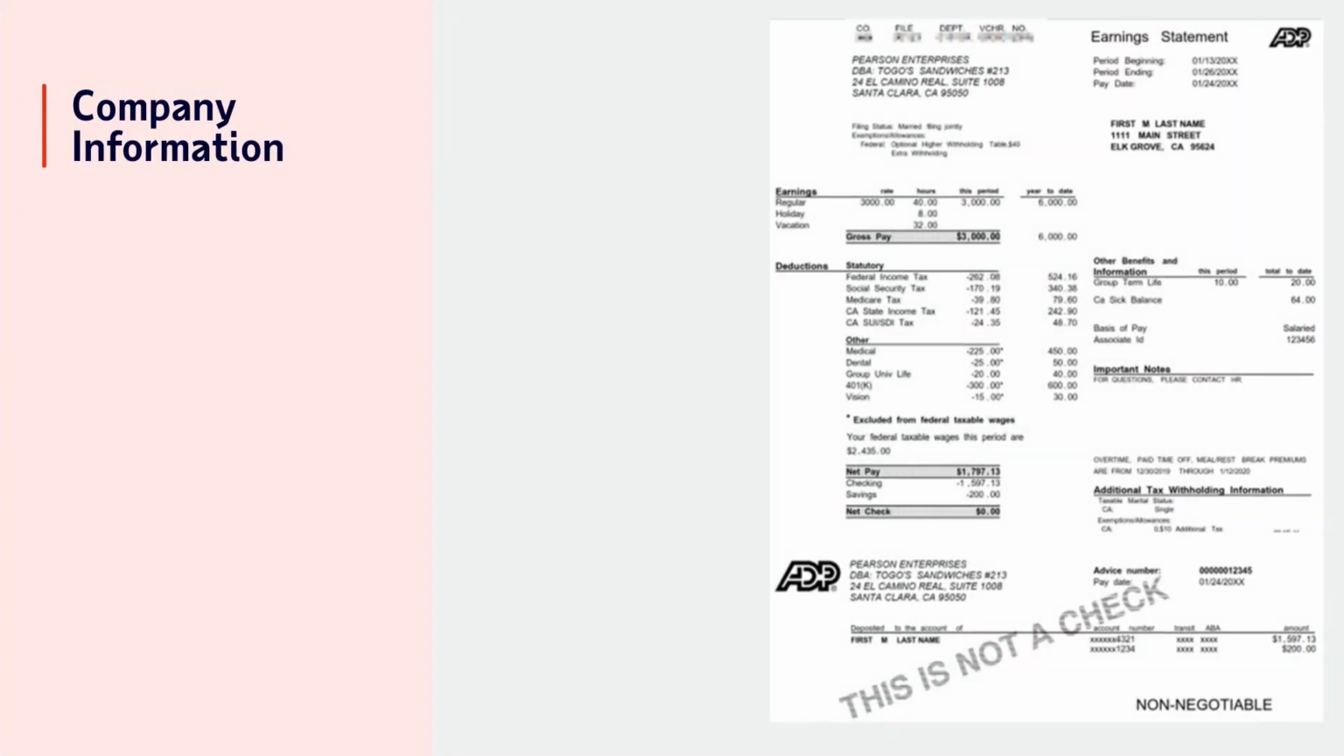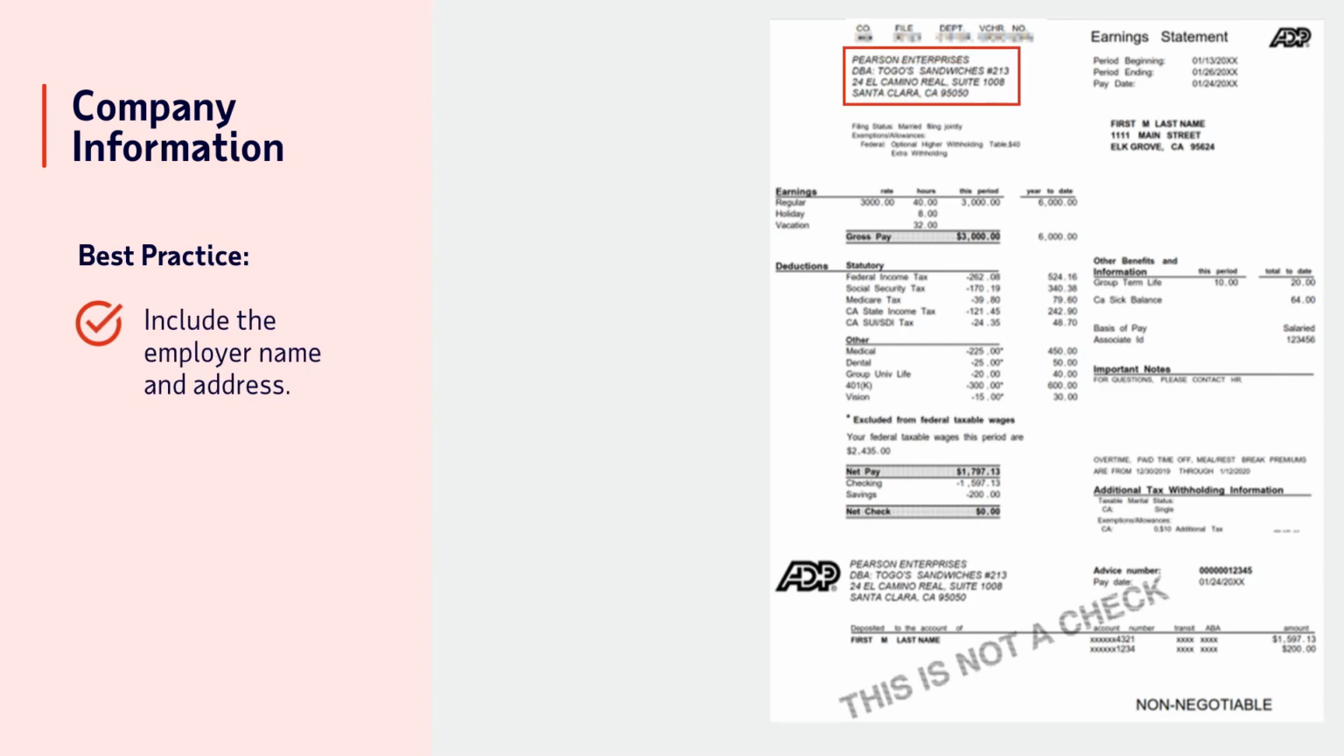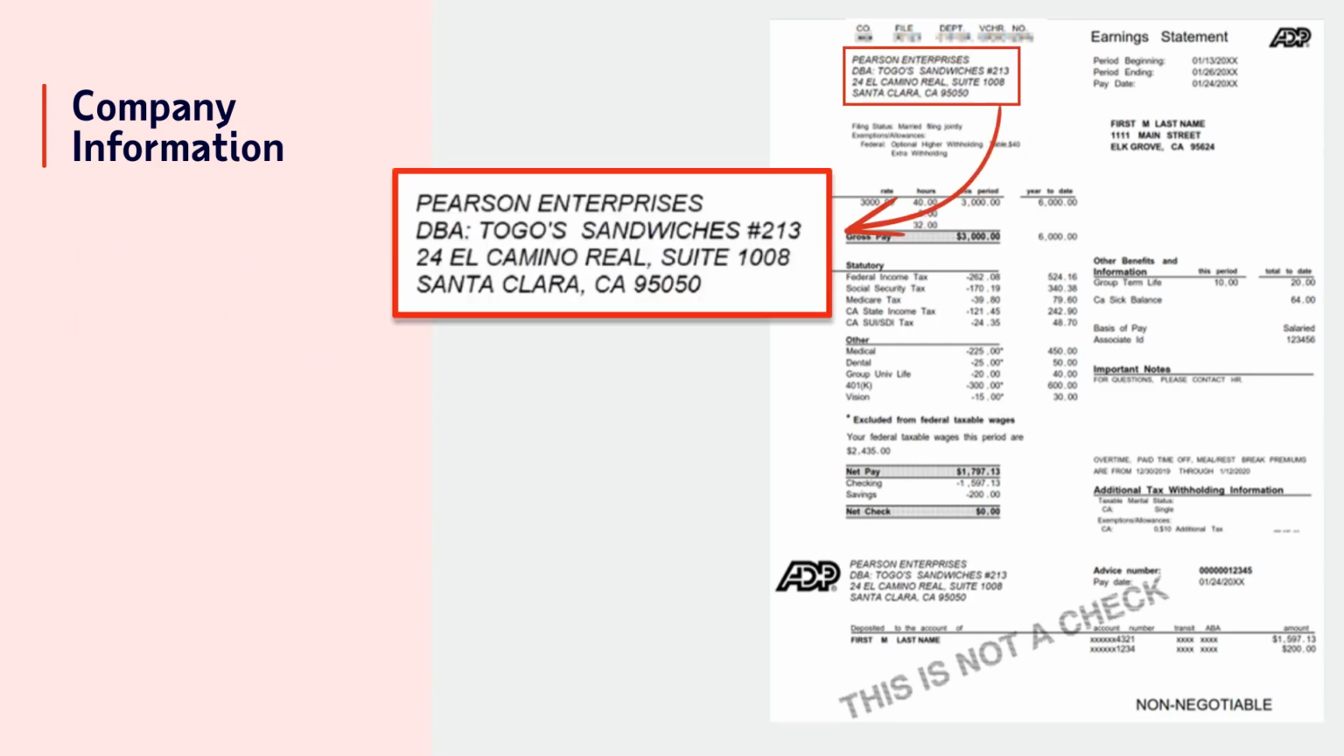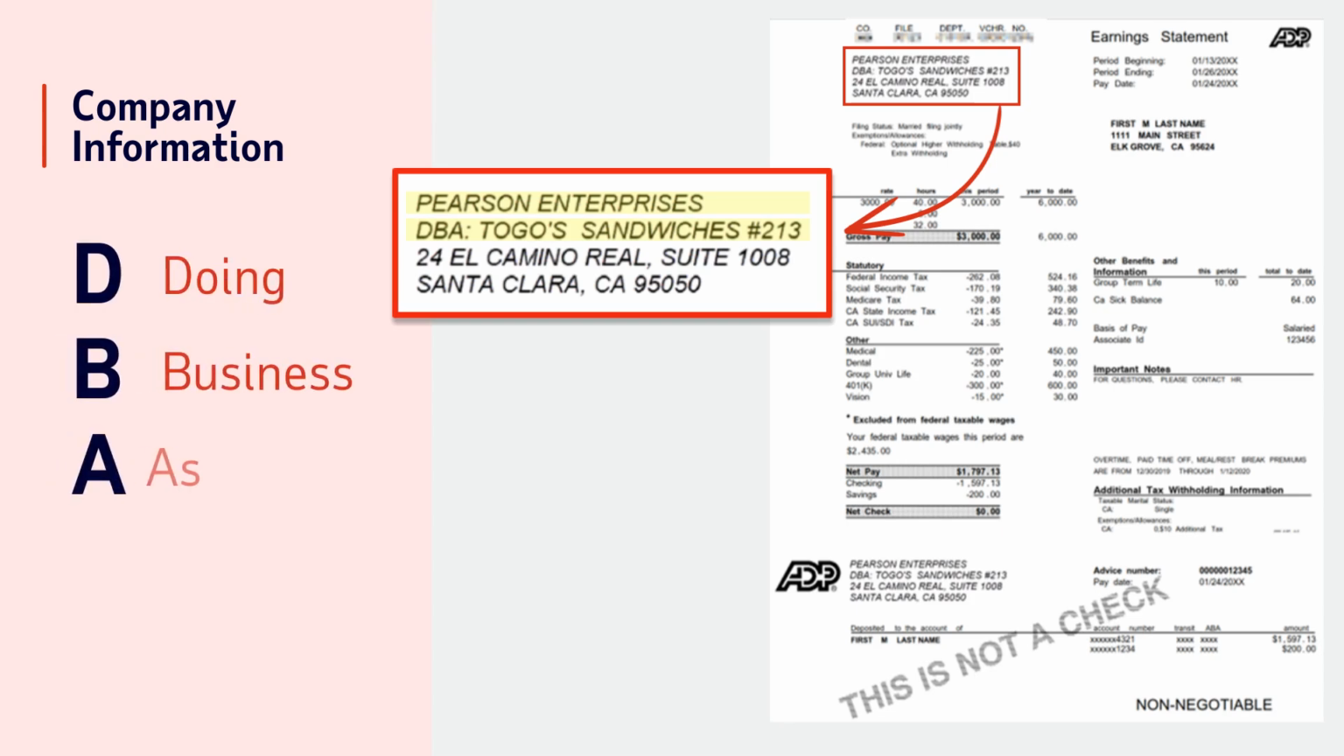In addition to pay period dates, there is other important information on your pay statement. In many places, state law dictates the information that must be included on your pay statement. Even in jurisdictions where it is not required by law, it is a best practice to always include the employer name and address. In this example, you may notice that there are 2 names for the company listed on your pay statement. In this case, Pearson Enterprises and DBA Togo's Sandwiches. The letters DBA stand for doing business as, another name. There are several reasons companies use a DBA, for example, in order to operate under a different name or to market the business in a different way.